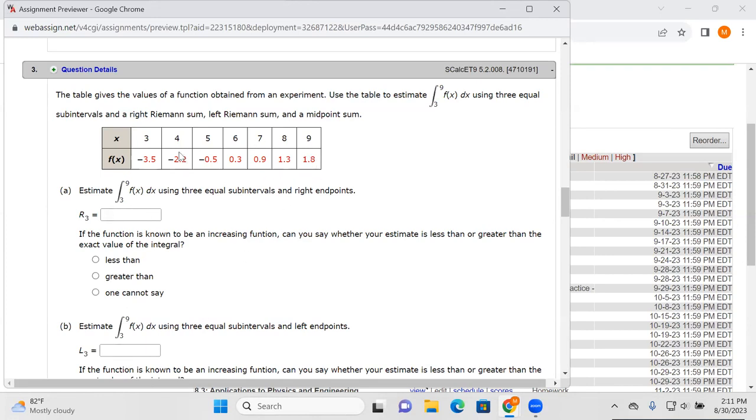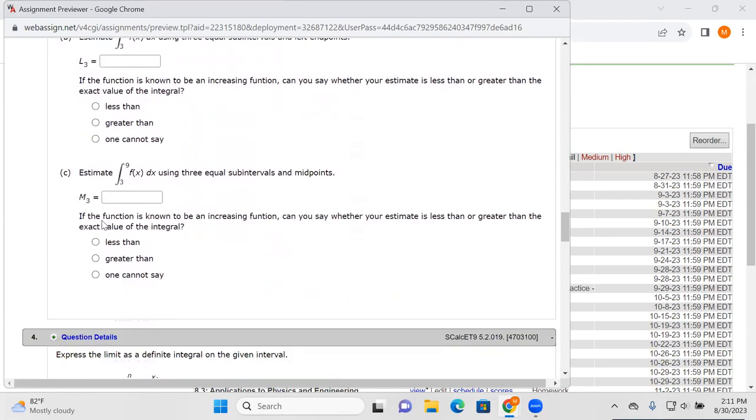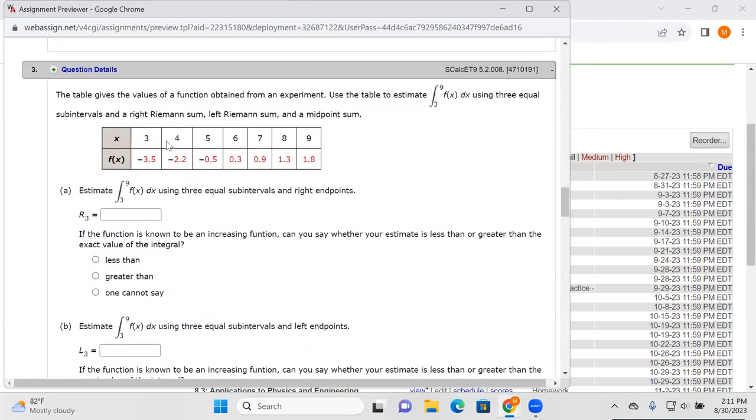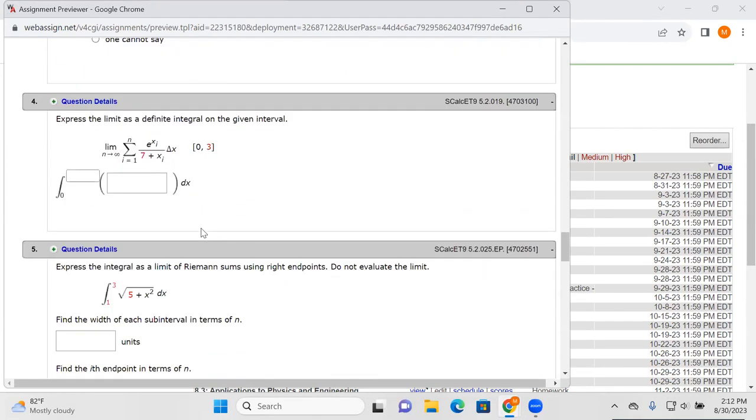If we do our left sum, we're going to have left endpoints of 3, 5, and 7, which means our rectangle heights are going to be minus 3.5, minus 0.5, and 0.9. And remember, each of those heights has to be multiplied by 2 because the width of each subinterval, in this case, total domain width 6, broken into 3 subintervals, each rectangle would be of width 2. Midpoints, well, on the first subinterval between 3 and 5, just grab f of 4 to be your function height. So that's the name of the game there.